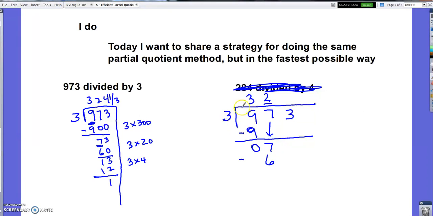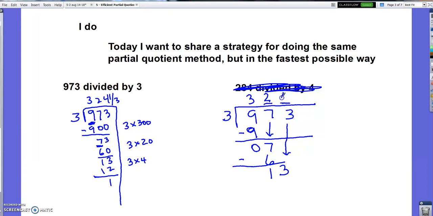We just did that here too. 3 times 2 is 6. Subtract those and get 1. And I'm going to bring down my last digit, 3. And now I'm going to say again, what's 3 times what gets me as close to 13 as I can possibly get without going past it?